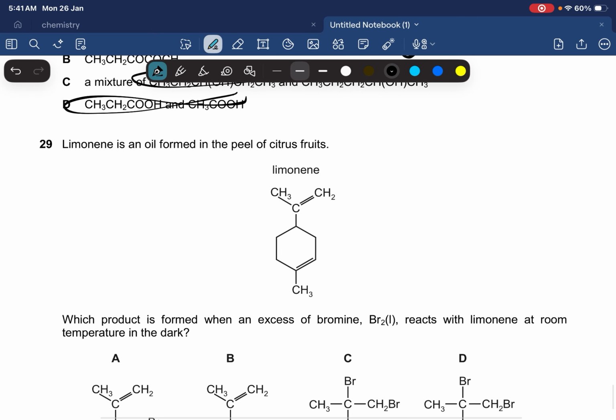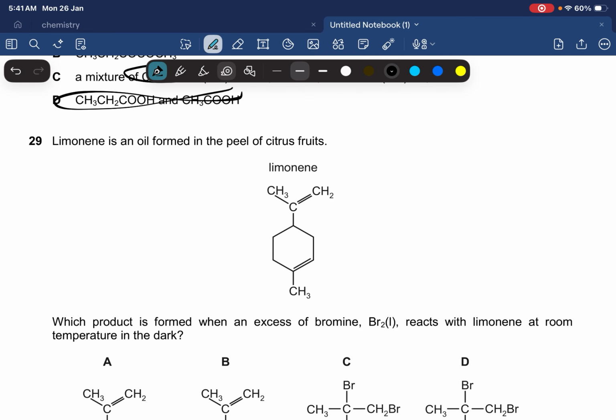So now limonin is shown. Limonin is an oil formed in the peel of citrus fruits. Okay, so this is an oil. What product is formed when an excess of Br2 reacts with limonin at room temperature in the dark? So there's not gonna be any free radical substitution. They're talking only about electrophilic addition.